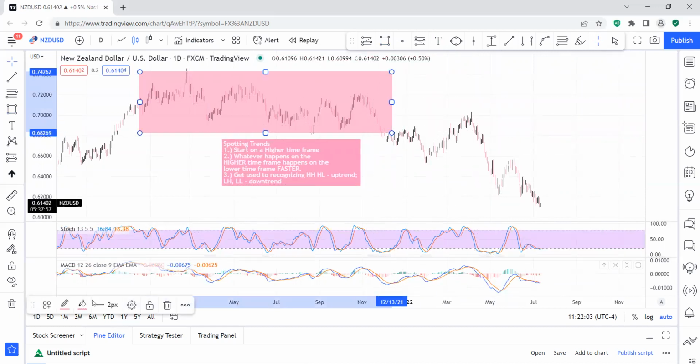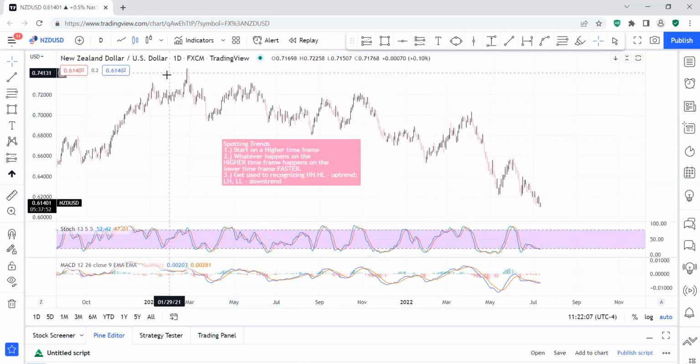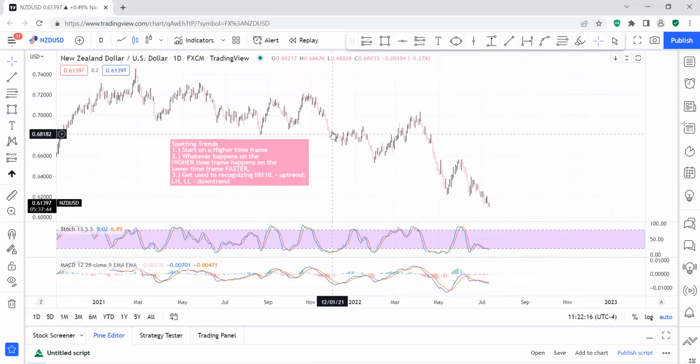So what I'm going to do is I'm going to delete that box, but I just wanted to show you that the reason why I picked this point is because this was about the start of when price actually broke out of this specific area.